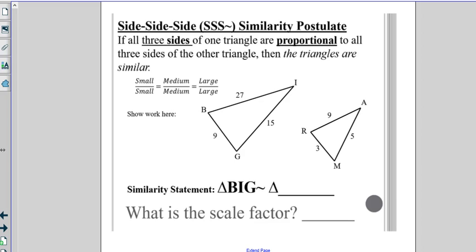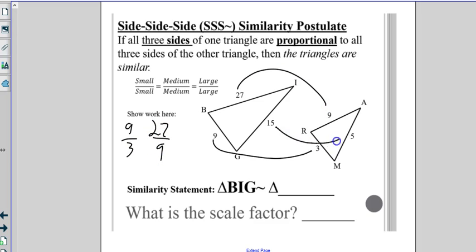Okay, side, side, side. So, before side, side, side was if they were the same, we had congruency. Well, now, if they're all proportional, then we have similarity. So, remember, if we're looking at 9 compared to 3, and 27 compared to 9, and 15 compared to 5, hopefully you can see that the big triangle is literally just 5 times 3, 9 times 3, and 3 times 3.